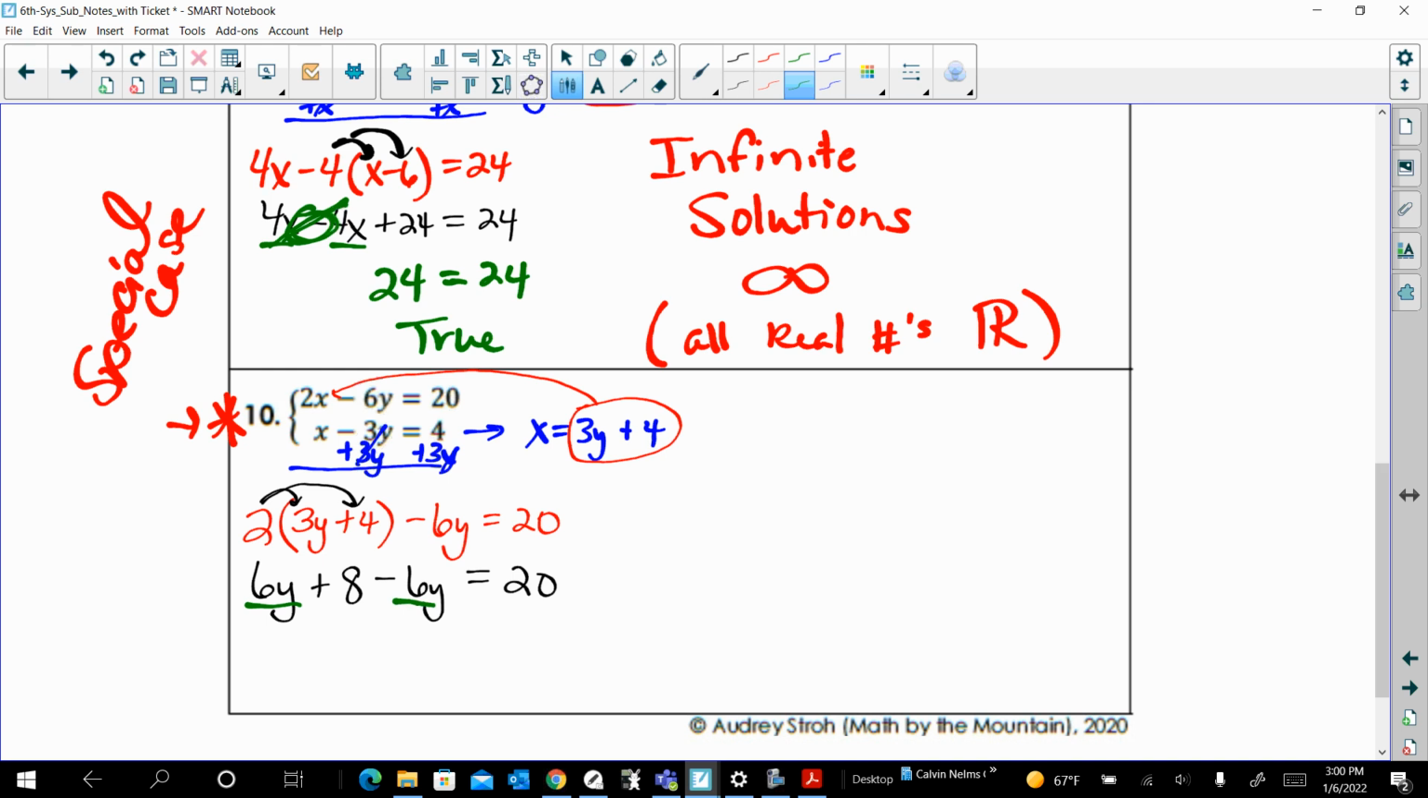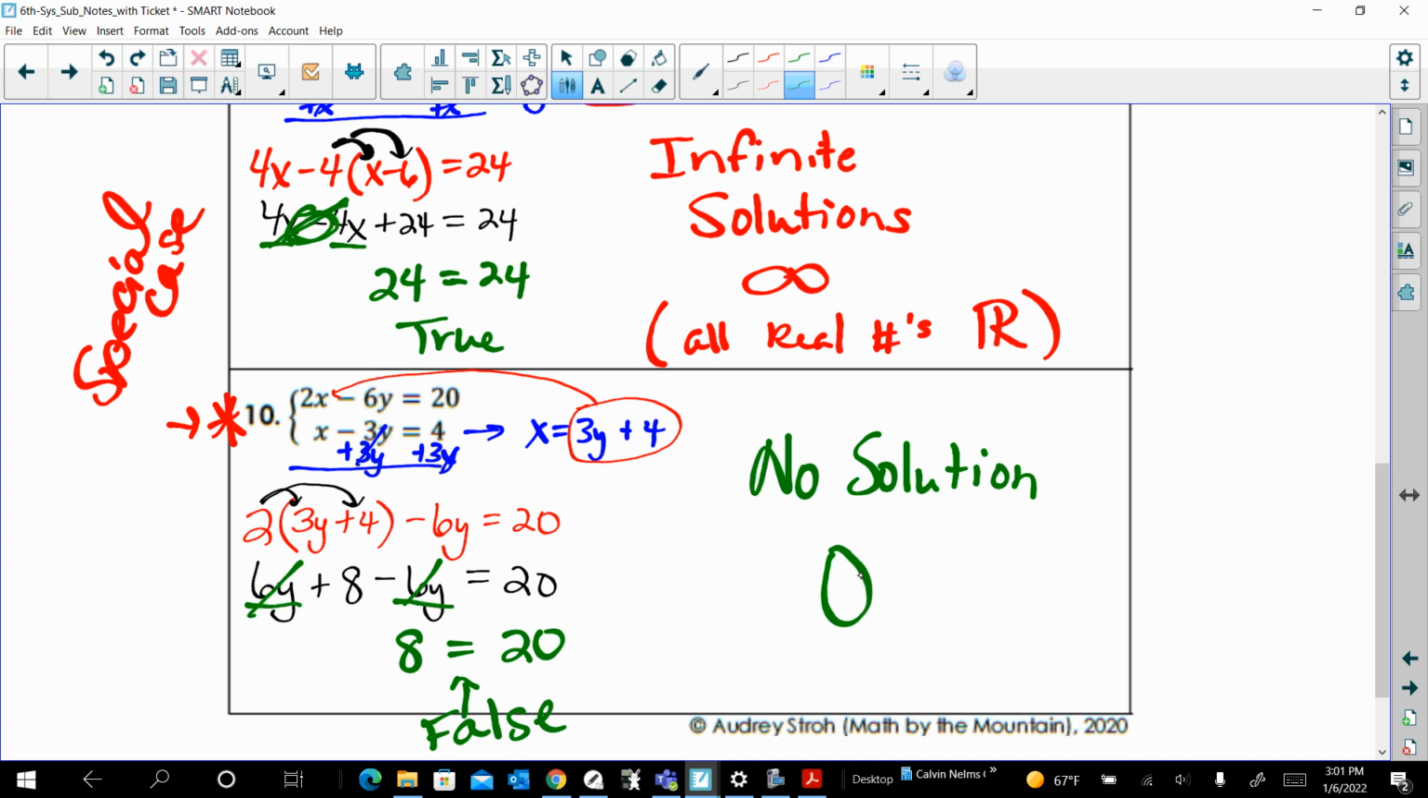Again, we have like terms. We're going to combine them. But when we combine these, again, they become 0. They cancel. 6y minus 6y is 0. And you're left with 8 equals 20. Well, this is a false statement. If you have a false statement, then you have no solution. The symbol for no solution is a 0 with a line going through it.